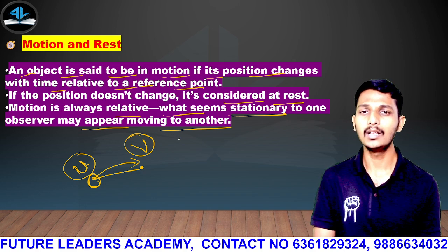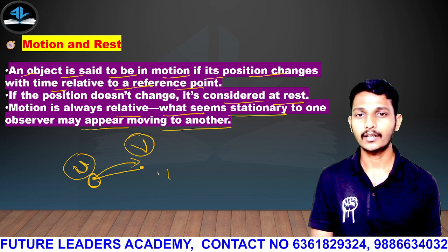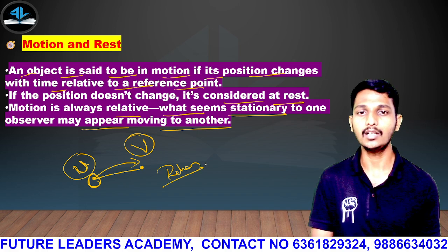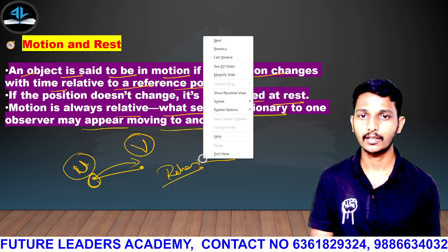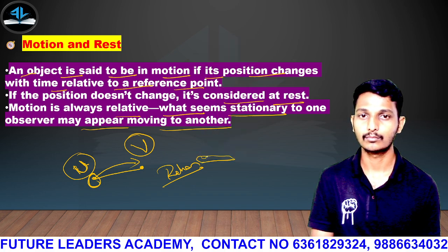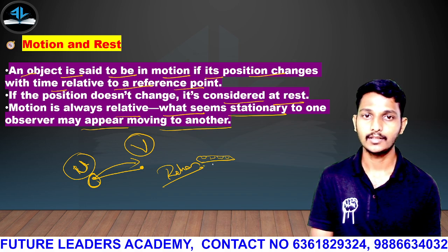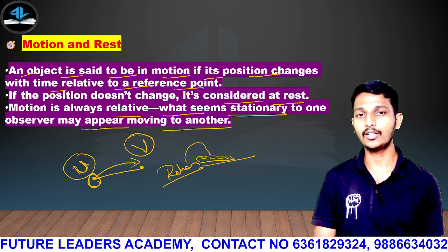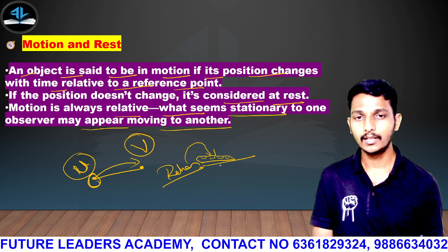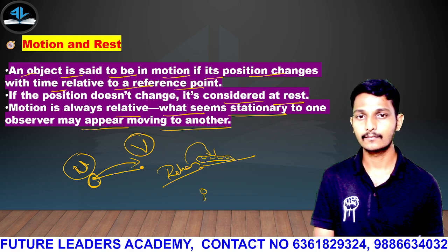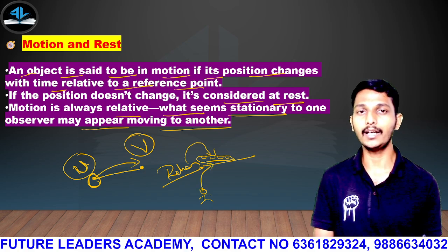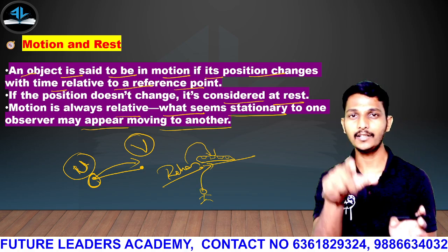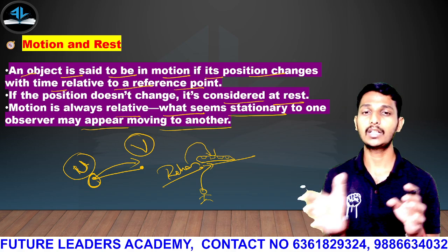Listen. For example, take Rehan. One of the persons is named Rehan. He is moving in a train, this is my bullet train. Rehan is sitting in that coach. Then one person is standing outside. He observes that the train is moving, and he feels that Rehan is also moving. It appears like that.